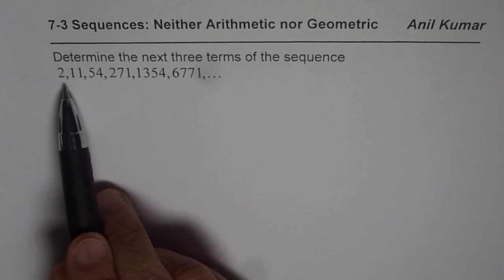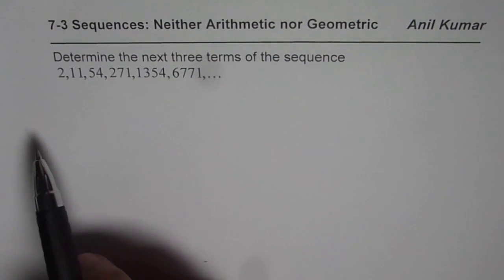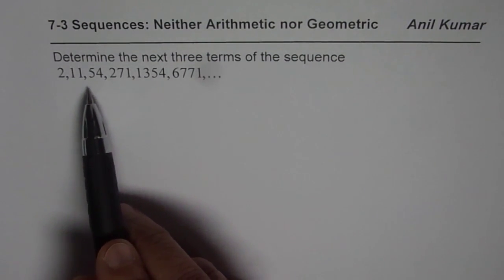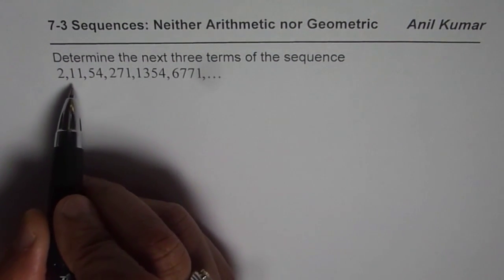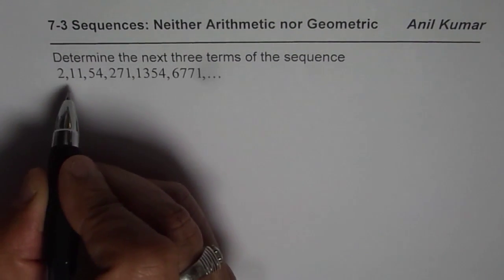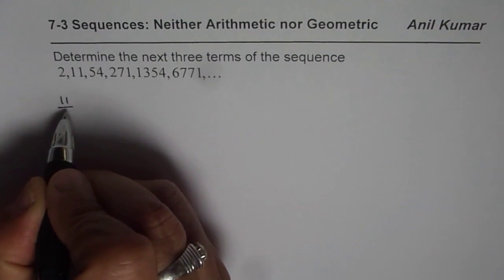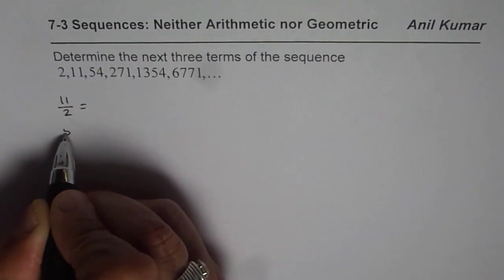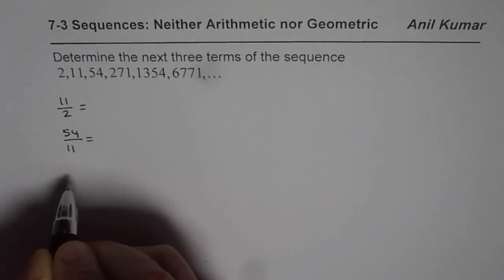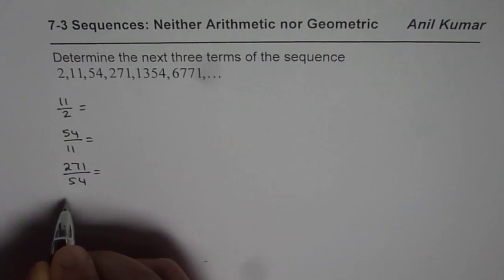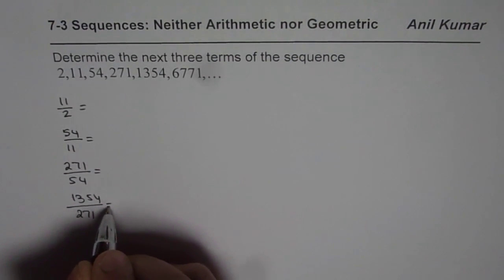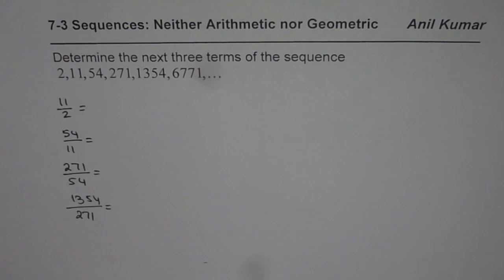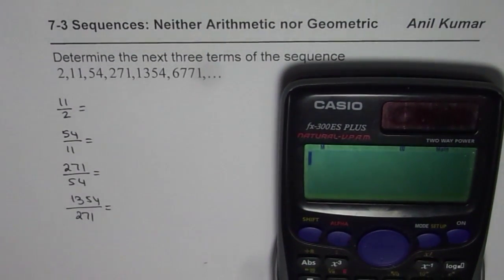They do not have a constant difference, so they are not arithmetic, but they could be geometric. To figure out whether they are geometric or not, let us find the ratio between successive terms. So we can calculate what is 11 over 2, what is 54 over 11, what is 271 over 54, what is 1354 divided by 271, right? So we'll use the calculator to calculate these answers and then move forward.